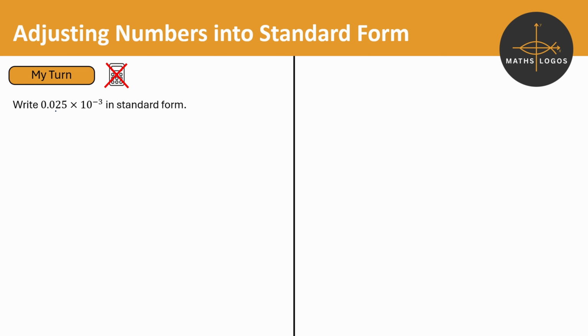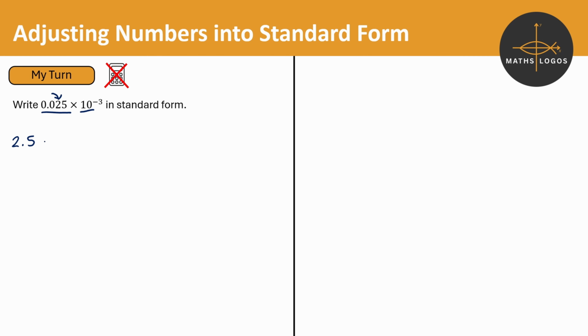Our next one says write 0.025 multiplied by 10 to the power of negative 3 in standard form. Let's start off by turning this small number into standard form. So our coefficient is going to be 2.5. Then I go to the largest value digit, which is in the hundredths column.